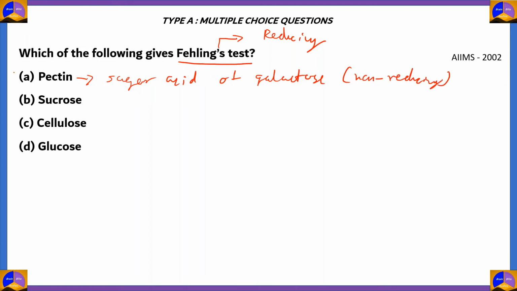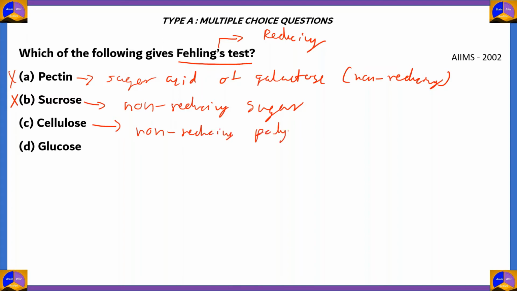So option A is incorrect. What about option B, sucrose? Sucrose is an example of a non-reducing sugar, which is why it is used as table sugar. So option B is incorrect. What about option C, cellulose? Cellulose is again a polysaccharide which is non-reducing. So option C is incorrect.